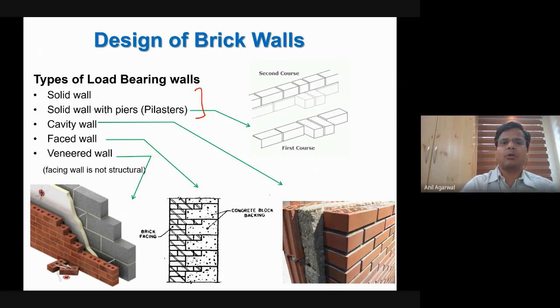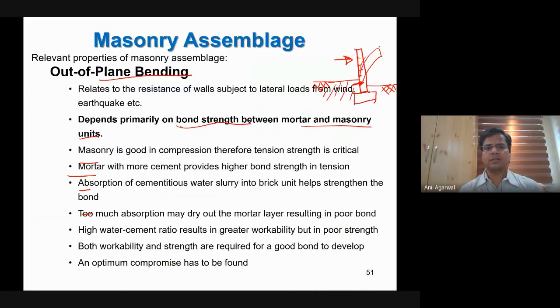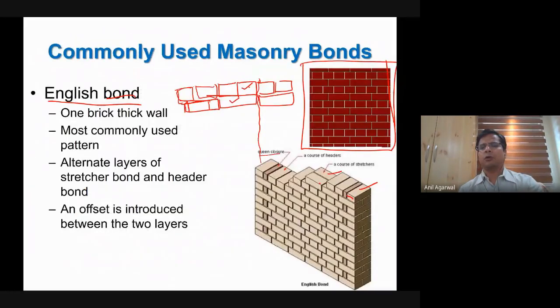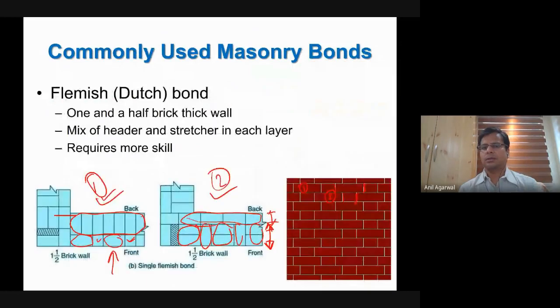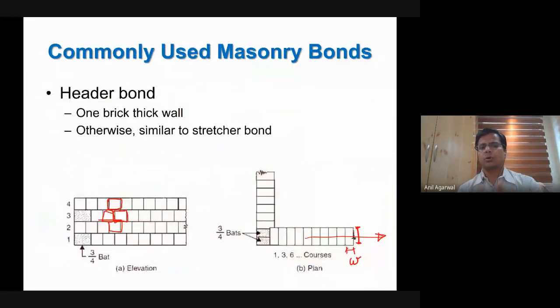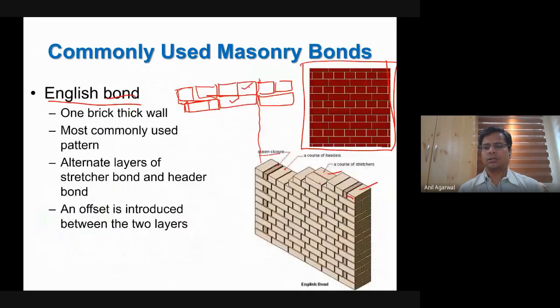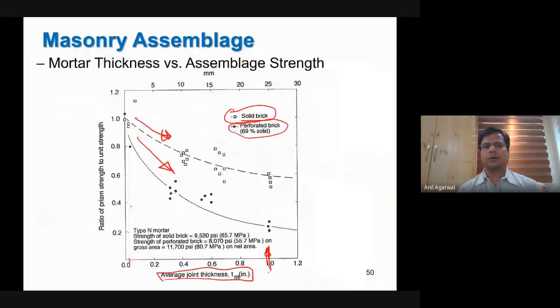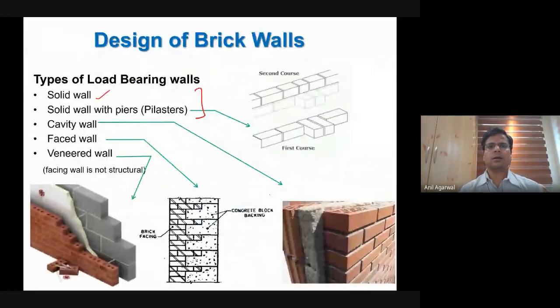So one type of wall is basically solid wall. A solid wall is basically a uniform thickness wall. All these walls that we have discussed before can be called solid walls. Okay, this wall or this wall, and so on. So all these are solid walls. Then the other could be solid wall with pilasters.